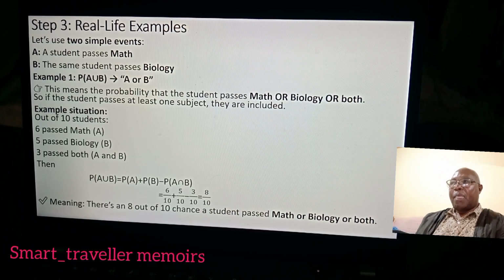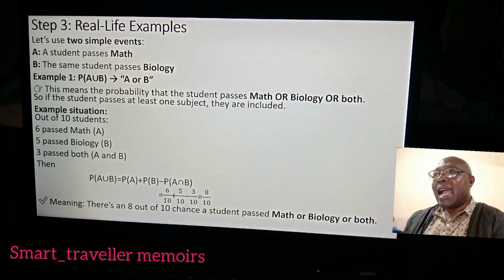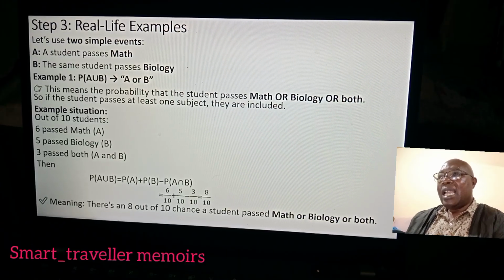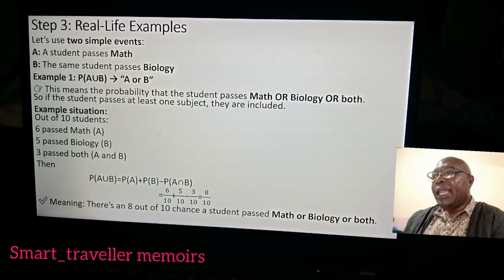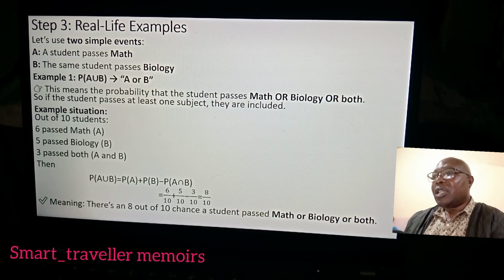Example situation. Out of 10 students, for example, 6 passed maths. A is a student who passes maths. 5 passed biology. B, the student who passed biology. And 3 passed both, that is A and B. Then P(A union B) equals the probability of A plus the probability of B minus the probability of A intersection B.